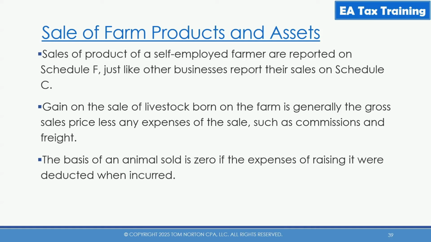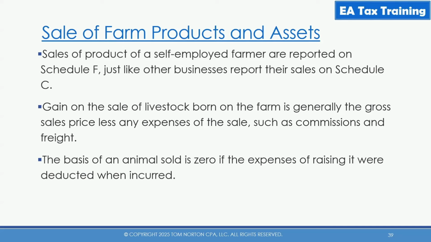Gain on the sale of livestock born on the farm is generally the gross sales price less any expenses of the sale, such as commissions and freight. So, in other words, the basis of an animal that is born on the farm is zero, as long as the expenses of raising the animal were deducted when incurred, which is usually what happens. So you're buying feed, you are deducting it. The vet's coming out and inspecting all of the animals, you are deducting the costs of the vet, and so forth. So the basis of those animals is zero.